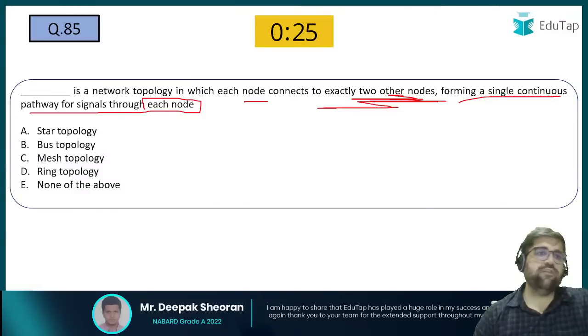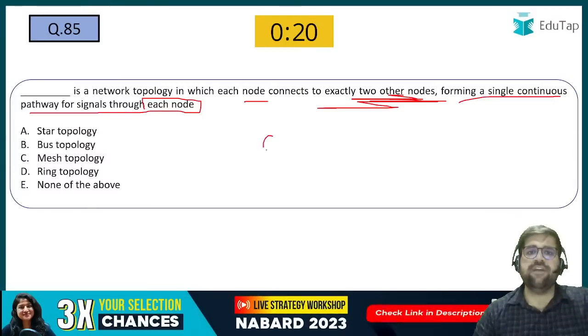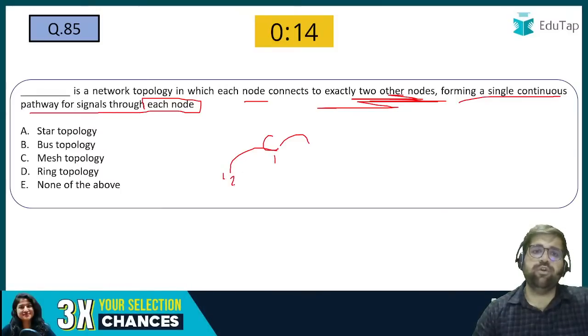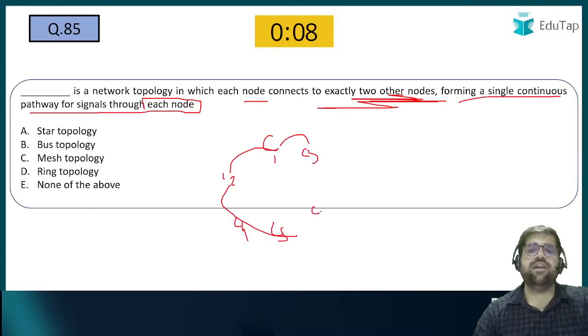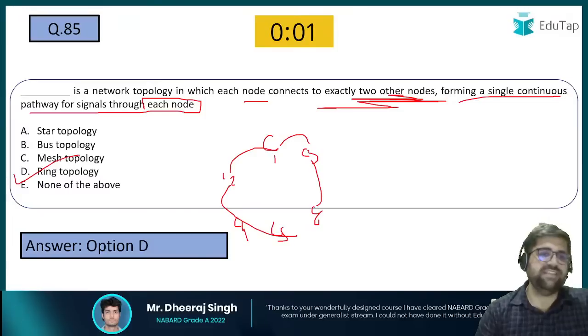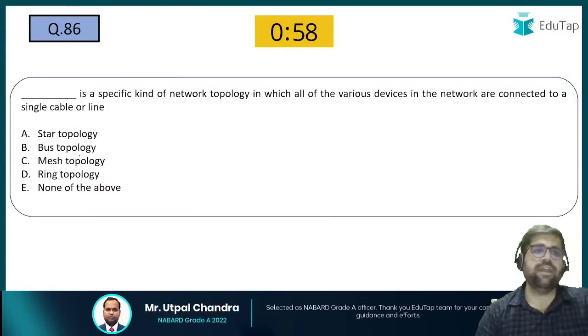What will be the answer of question number 85? This thing also we have discussed earlier, that if computer 1 is connected to computer 2, computer 3, so they will form a ring. Computer 4 will come over here, computer 5 will come over here, computer 6 will come over here, so they will form a ring. Therefore, the answer will be ring topology. Very easy to understand once your concepts are clear. Rest all I have already explained.